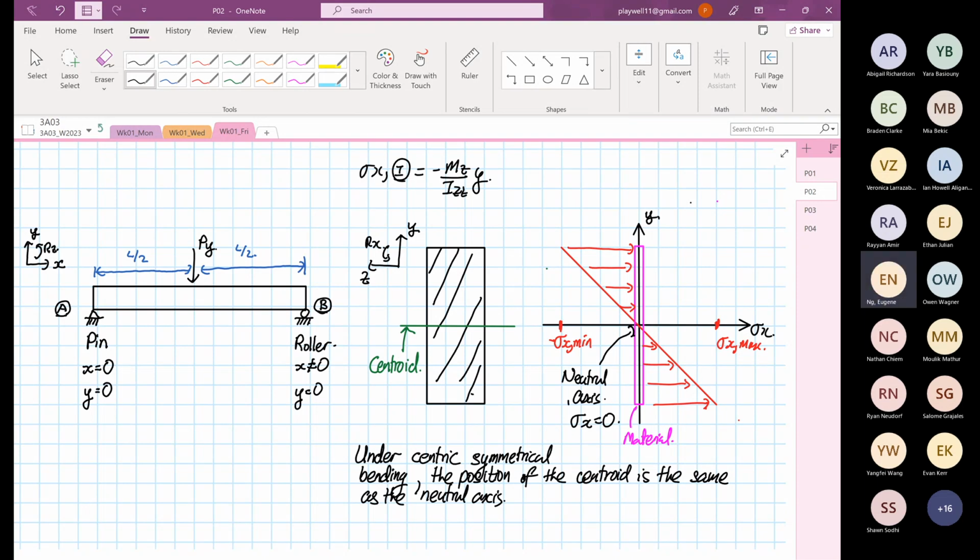The position of the centroid is the same as the what? Neutral axis. But it is not always the case where the centroid and the neutral axis have that same position. Not always, only sometimes. So in what situation will the position of the centroid and the neutral axis not be the same? Anyone? Yes.